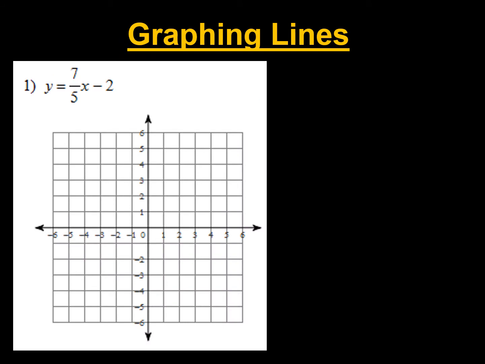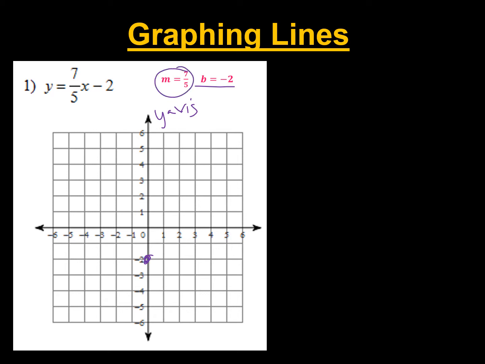Okay, so let's go ahead and take a look at some of these equations and actually graph them. So remember, the two things that I want are the slope and the y-intercept. On question number 1 here, that slope is 7/5 and my y-intercept is -2. So I'm going to go to my y-axis here. Remember, that's the up and down, and I'm going to plot a point at -2. So right here is my y-intercept, and then that slope is 7/5.